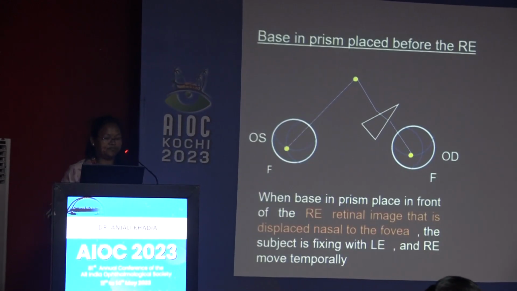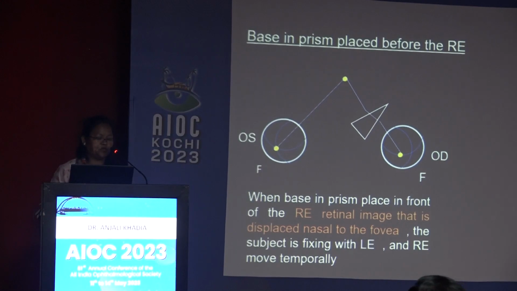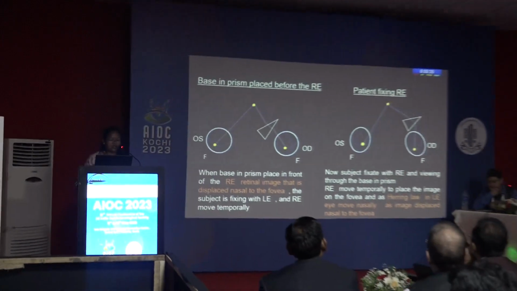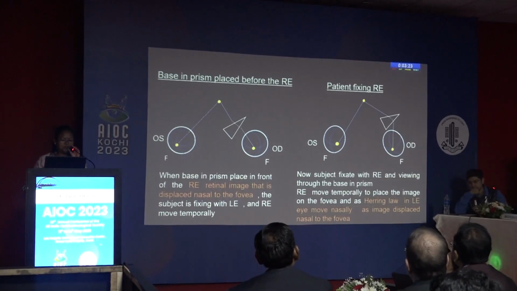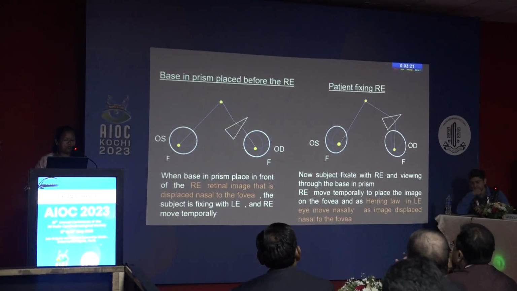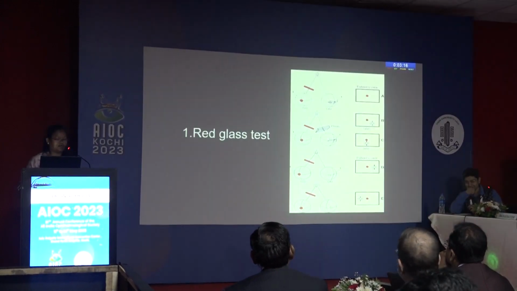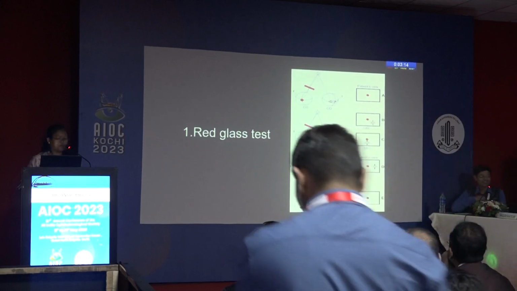When a base-in prism is placed before the right eye, the retinal image is displaced nasal to the fovea, and due to Hering's law, the left eye moves nasally as the image is displaced nasal to the fovea. With the help of this, we demonstrate the strabismus examination. First one is the red glass test. This is the red glass interpretation.